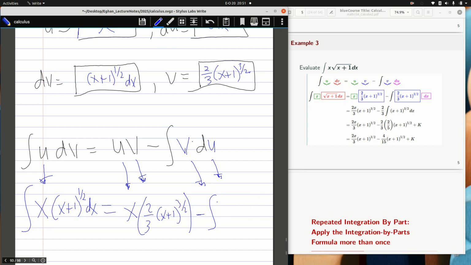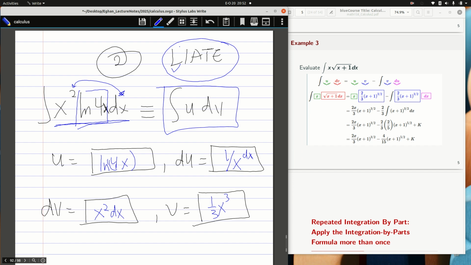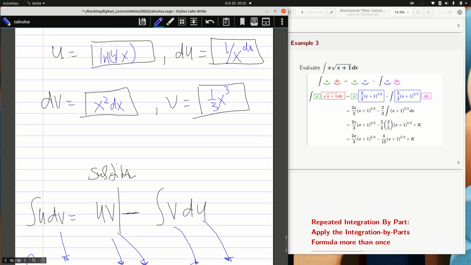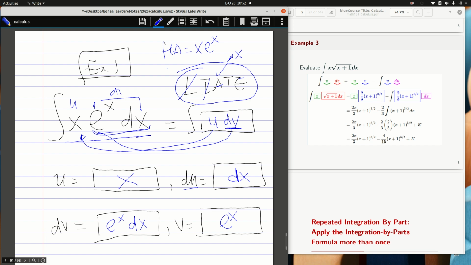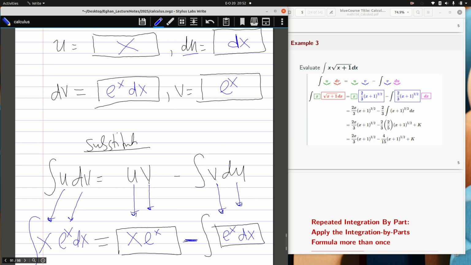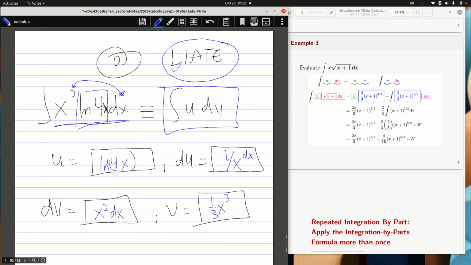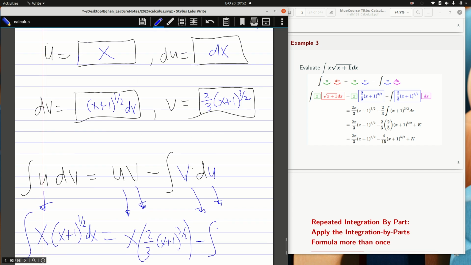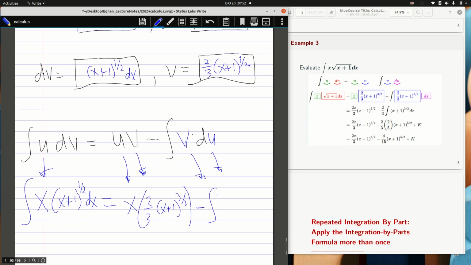Let me check the other ones if I didn't make such a mistake. It is fine. Example 1 was also fine. So I messed up for example 3. Yeah, it's good I corrected myself. So the integral is v, which is 2 on 3, x plus 1 to the power 3 on 2, times the u, which we had just as x.